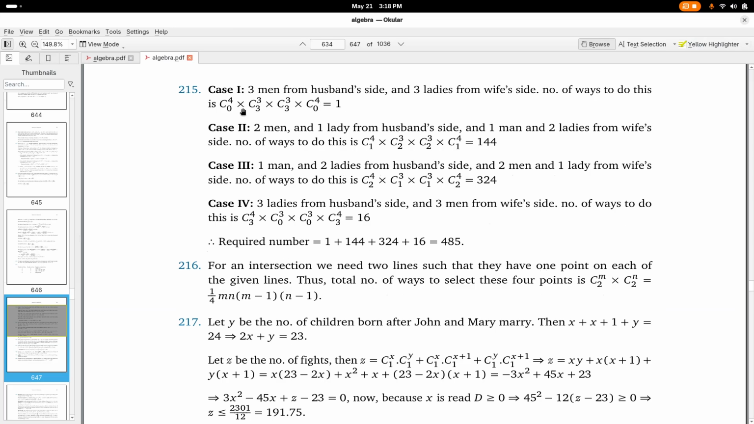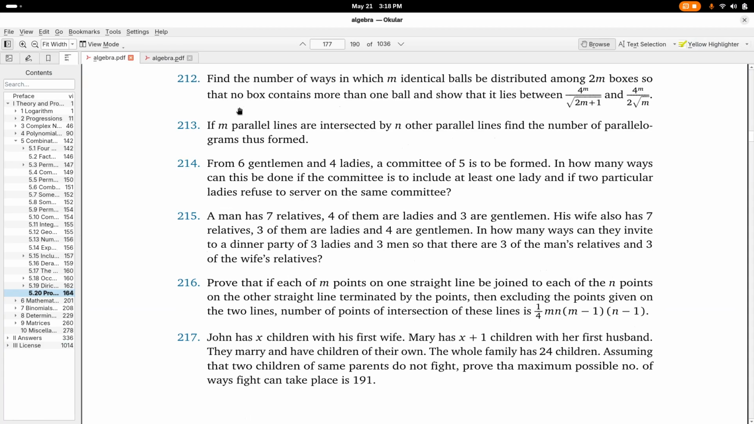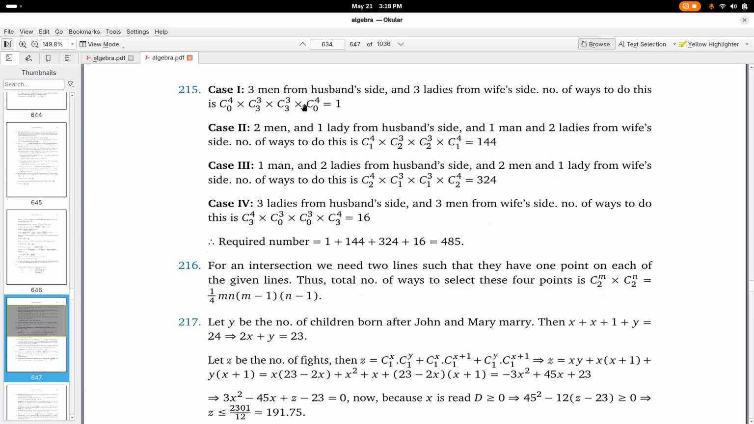So we take no ladies from the man's side and no men from the wife's side. Then we pick 2 men and 1 lady from husband's side and 1 man and 2 ladies from the wife's side. So similarly, we have this, and we similarly form another group where 1 man, 2 ladies from the husband's side, 2 men and 1 lady from the wife's side. And finally, we pick 3 ladies from husband's side and 3 men from wife's side. So it is a straightforward problem, and the final answer is 485.